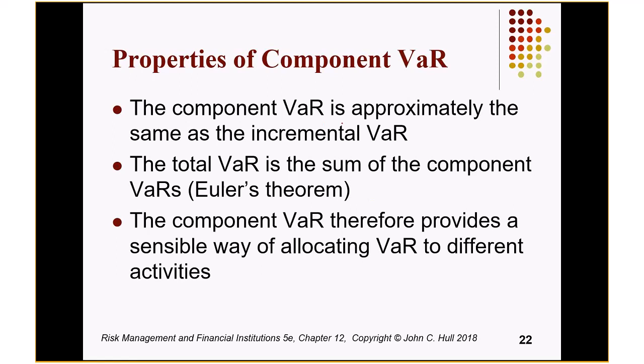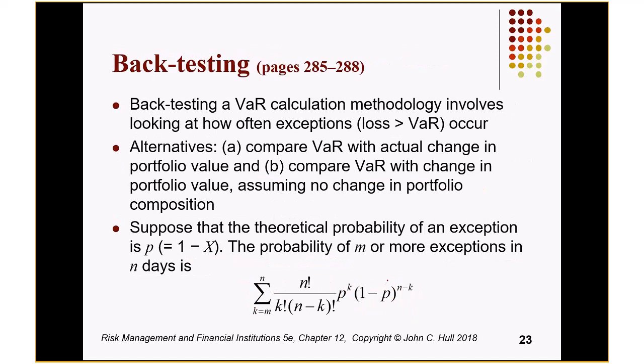So component VaR is very useful. It tells you how much each asset contributes to the total risk of a portfolio, or of an operation. Total VaR is just the sum of component VaR, which provides a sensible way of allocating VaR to different activities. It's called risk budgeting. This is also one area that banks spend a lot of time on. It's called risk budgeting. And then let's talk about back testing briefly.